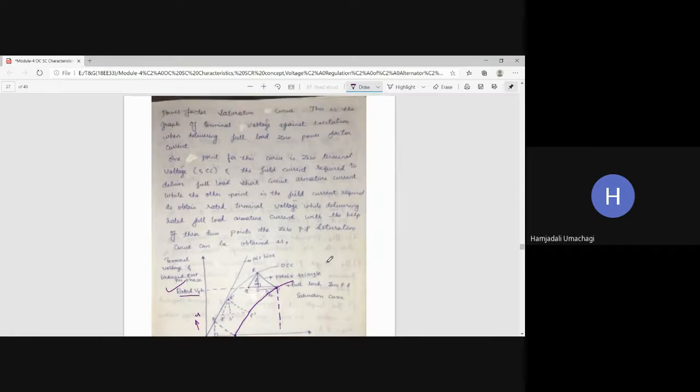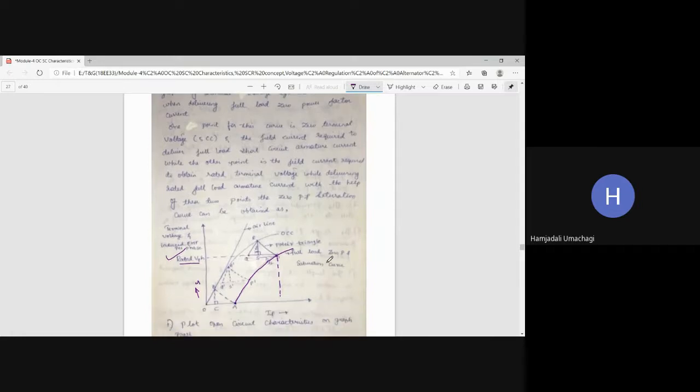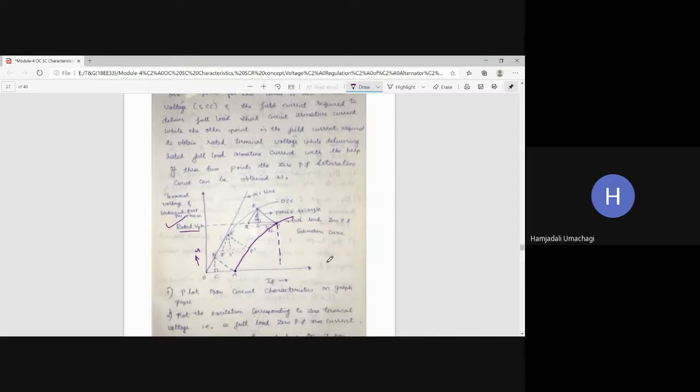Is it clear till here? For the zero power factor saturation curve, I want only two points. One point corresponds to the zero voltage, another to the rated voltage. For zero voltage, check the corresponding field current, and for rated voltage, check the corresponding field current. If you get these two points, it is more than sufficient to plot the zero power factor saturation curve. Getting my point, all of you?